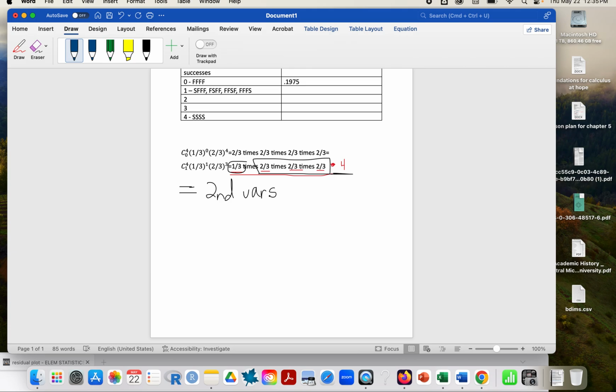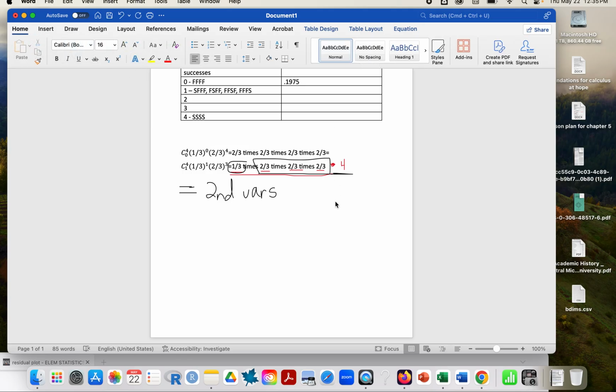And what you're going to look for is binomial PDF. Okay, so let me do something here. Home, there. So you want the 2nd vars and binomial. Change this to 16. So binomial PDF.